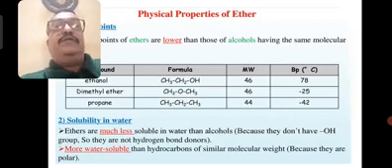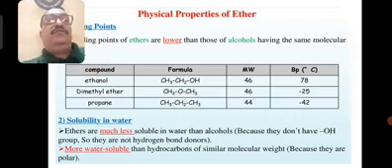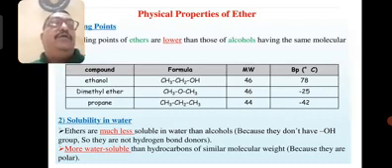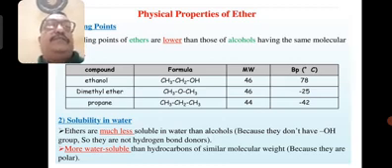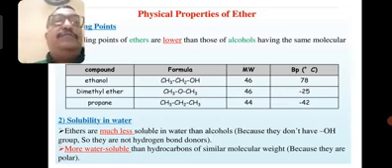Now you can see the properties of these compounds. For this, you can see ethanol, CH3CH2OH. What is the molecular weight? 46. Dimethyl ether, CH3OCH3, also has the same molecular formula, and there is also propane, C2H5CH3, a long chain hydrocarbon. They have molecular weights 46, 46, 44. Now let us see the boiling points of these compounds.